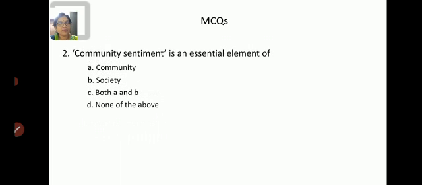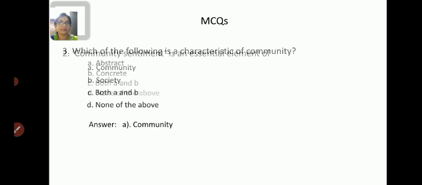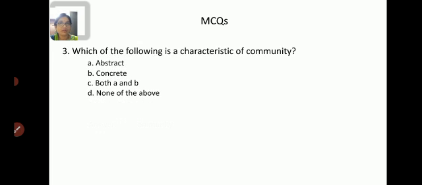The second multiple choice question says that community sentiment is an essential aspect of A, community, B, society, C, both A and B, D, none of the above, and the correct answer is A, community. The third question says, which of the following is a characteristic of community? A, abstract, B, concrete, C, both A and B, and D, none of the above. The right answer is B, concrete.